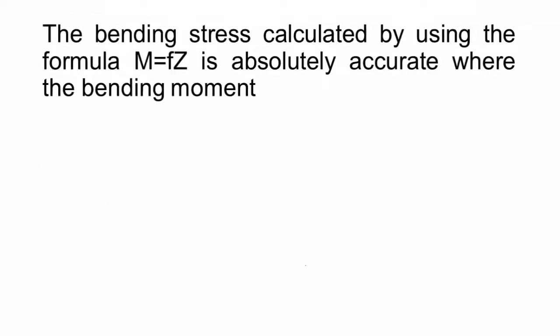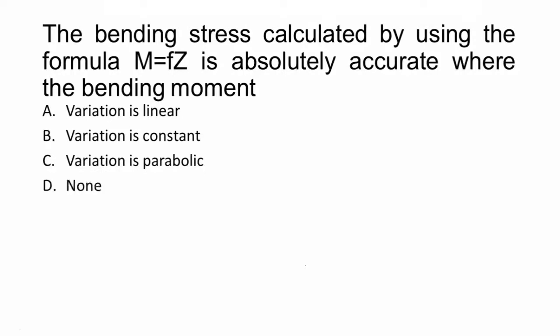Next, multiple choice question. The bending stress calculated by using the formula M is equal to small f into capital Z is absolutely accurate, where the bending moment variation is linear, then variation is constant, variation is parabolic, and none. So option B is correct, variation is constant.